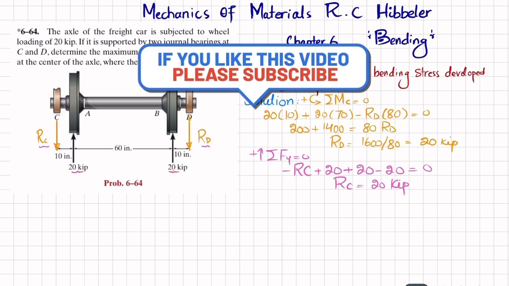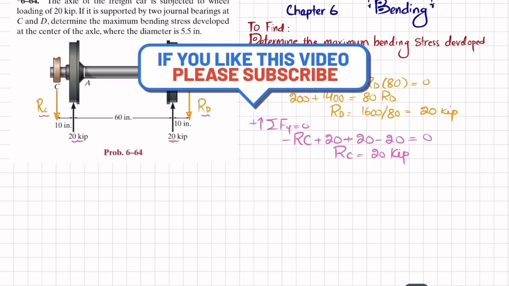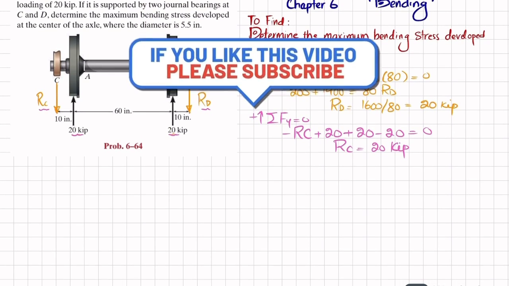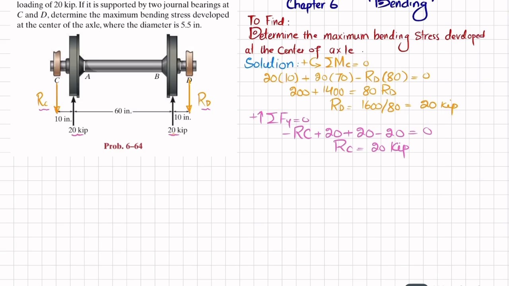You have RC and RD, so we can easily move toward the shear force and bending moment diagram, from where we can get the maximum bending moment at the center. So I will draw the vertical line from the end of this beam. We'll solve this question by using two methods.